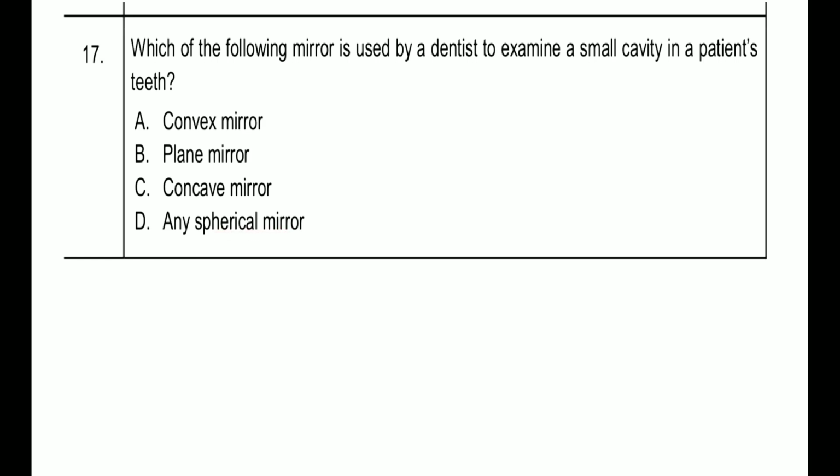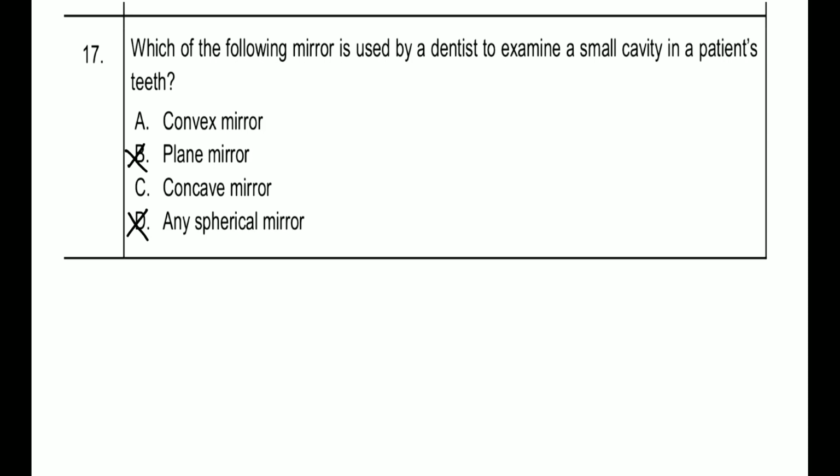So obviously one thing is very clear, that it will not be a plane mirror, because a plane mirror will give you the same size of the object. So it will not be a plane mirror, right? Next, it will not be any spherical mirror, because you have to be specific here. You have two options: convex mirror and concave mirror. So we need to be specific here, right? Now the options remaining are convex mirror or concave mirror.